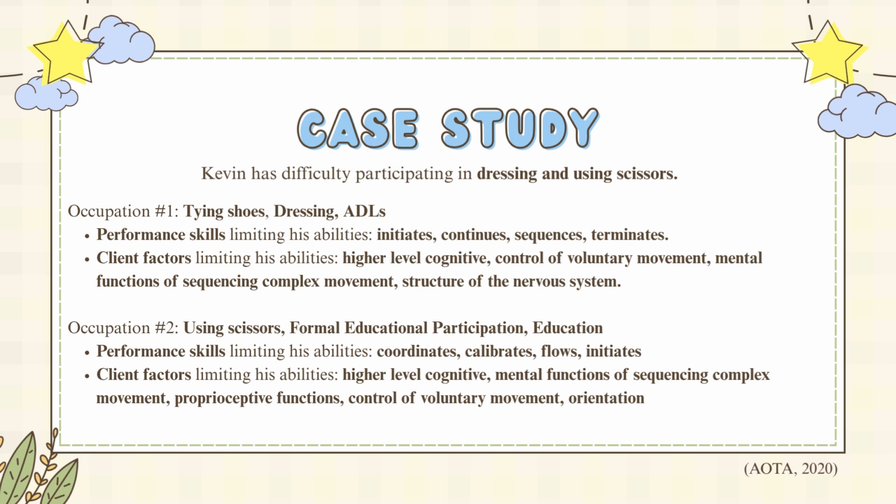So the next occupation is using scissors, and this falls under the formal education participation and education category in the OTPF. The performance skills that are limiting his abilities are coordination, calibration, flows, and initiates. The client factors that are limiting his abilities are higher level cognitive, mental functions of sequencing complex movement, proprioceptive functions, control of voluntary movement, and orientation.